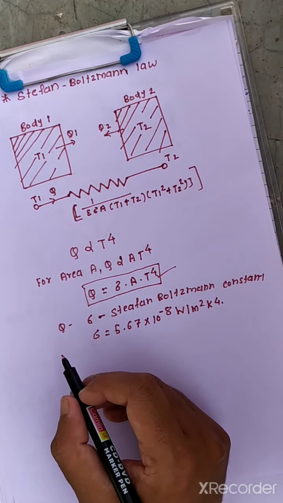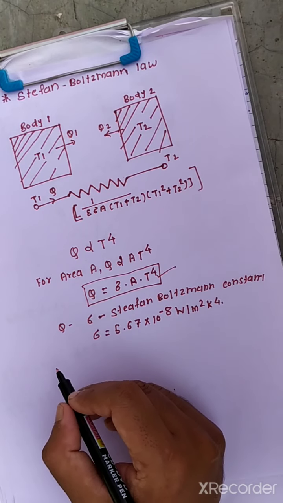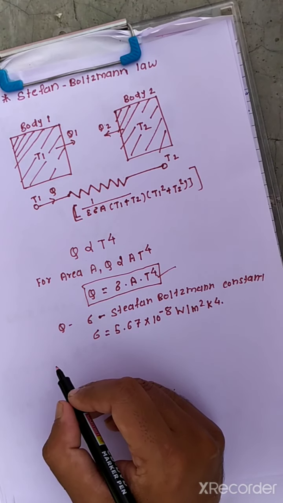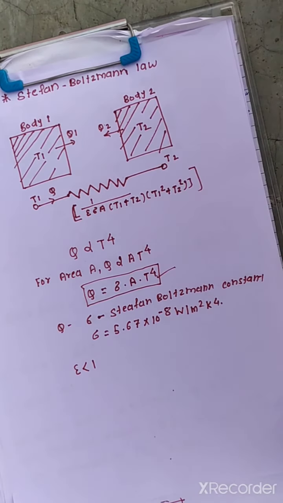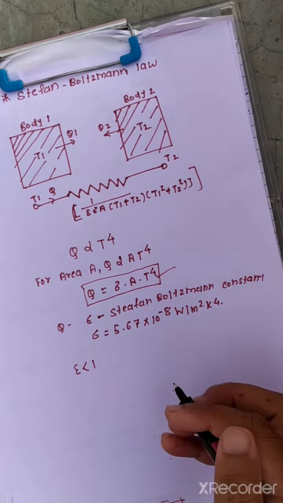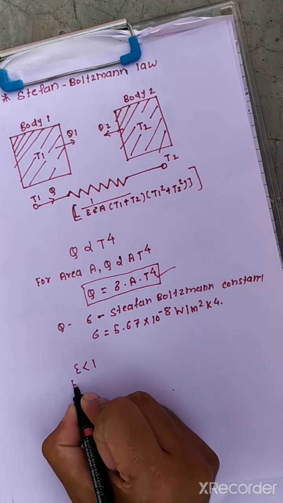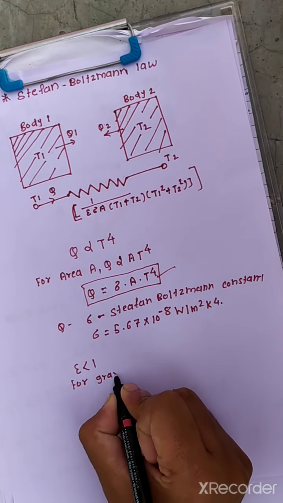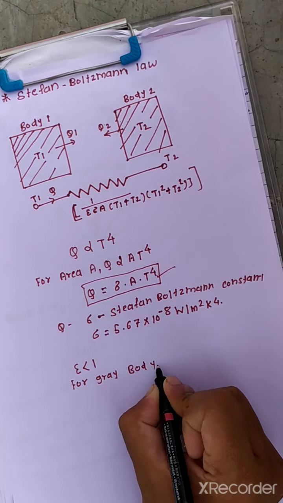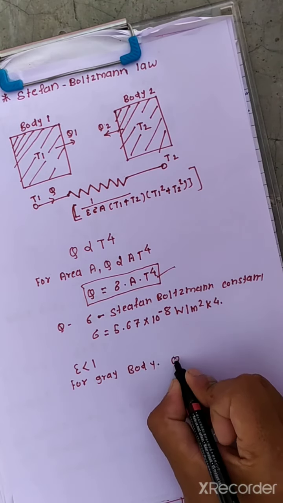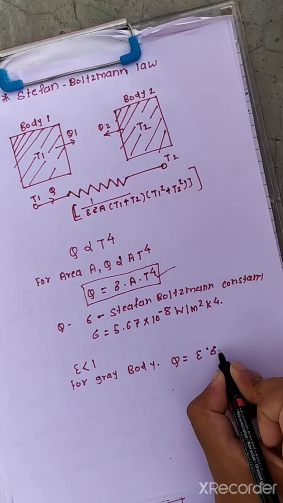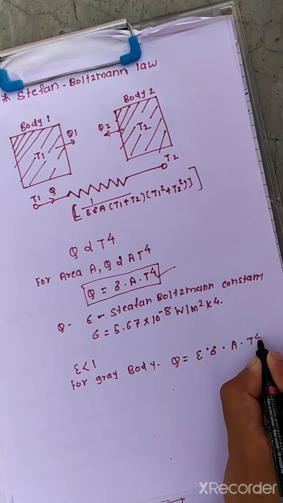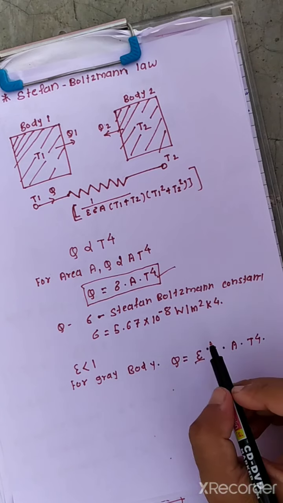A body having emissivity less than 1, which is the same for all wavelengths, is called a gray body, and its absorptivity alpha is equal to its emissivity. So for a gray body, Q is equal to emissivity eta into Stefan-Boltzmann constant sigma into area A into T to the power 4, where eta is the emissivity.